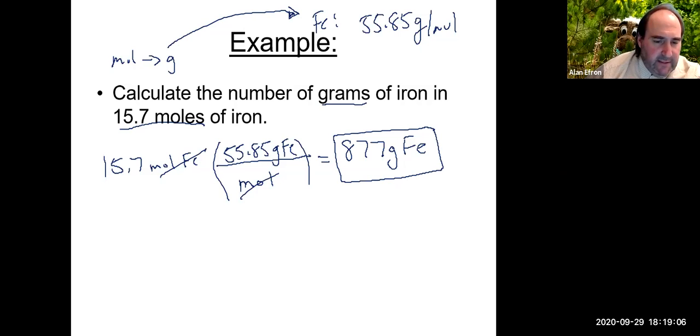3 sig figs based off of that number, probably just more of an exact number. Don't have to worry too much about it. Any questions on that calculation there? Okay.